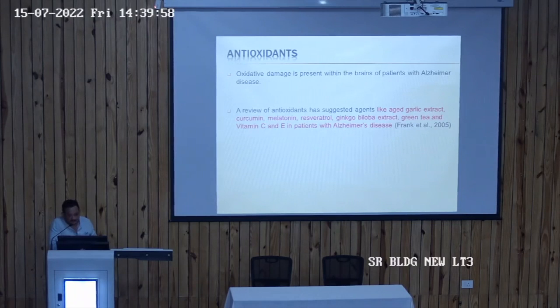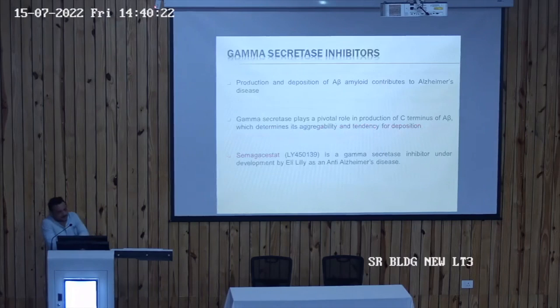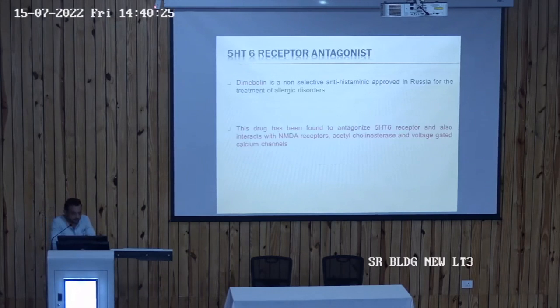Antioxidants: garlic extract, curcumin, melatonin, ginkgo biloba, green tea, vitamin C, E, all the antioxidants can be given. Prevent the degeneration. Gamma secretase I have told you. 5-HT6 receptor antagonist, dimebolin. It is a 5-HT6 receptor antagonist and prevents the degeneration and apoptosis of the neurons. It is also an NMDA antagonist.